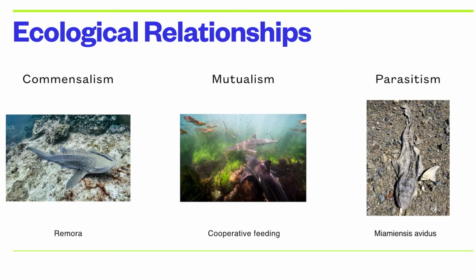So the ecological relationships that include the leopard shark. The first one is commensalism. So commensalism is a relationship where one organism benefits while the other is unaffected. So by attaching itself to a leopard shark, a remora is carried along on the shark's power. This allows the remora to travel to different areas without having to expend its own energy to swim. The shark is completely unaffected by the remora's presence. That's why it's commensalism.